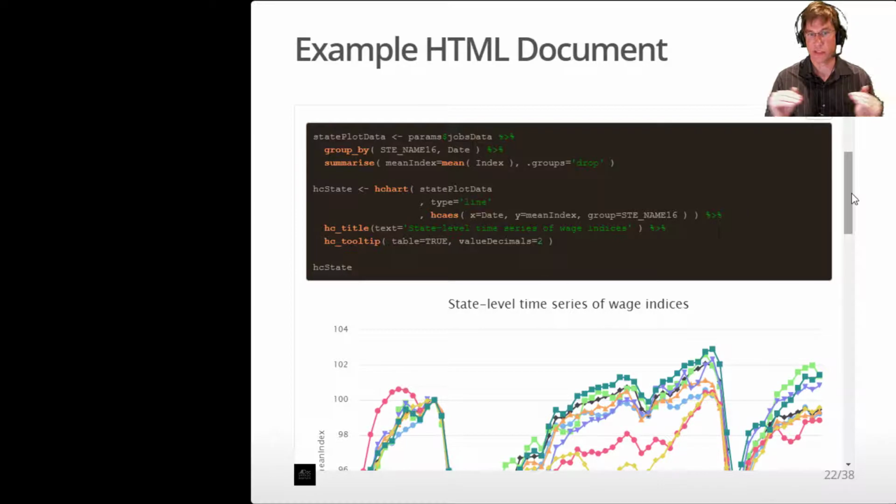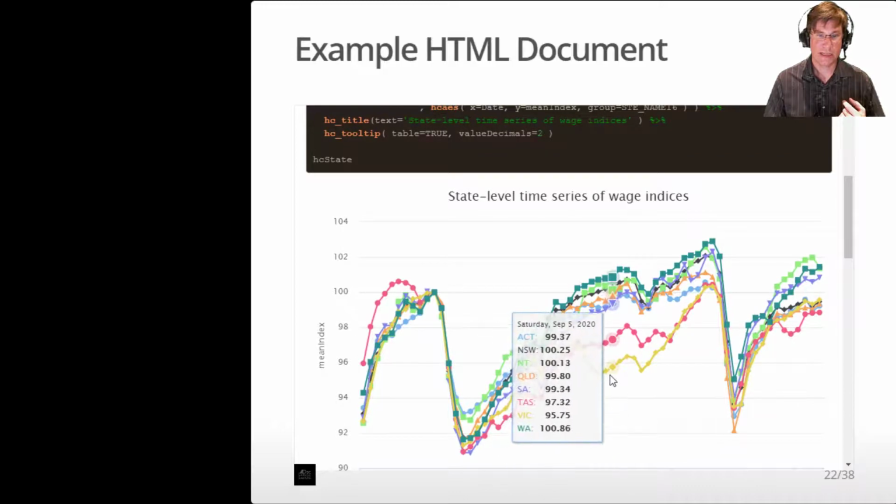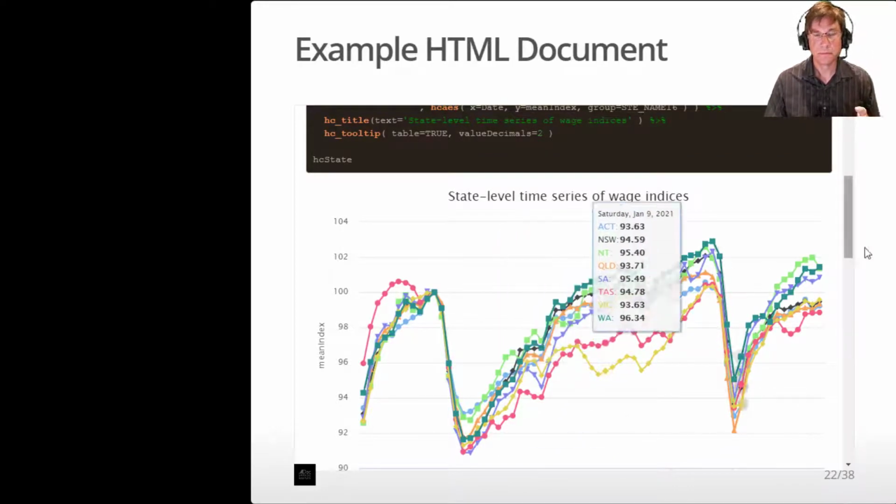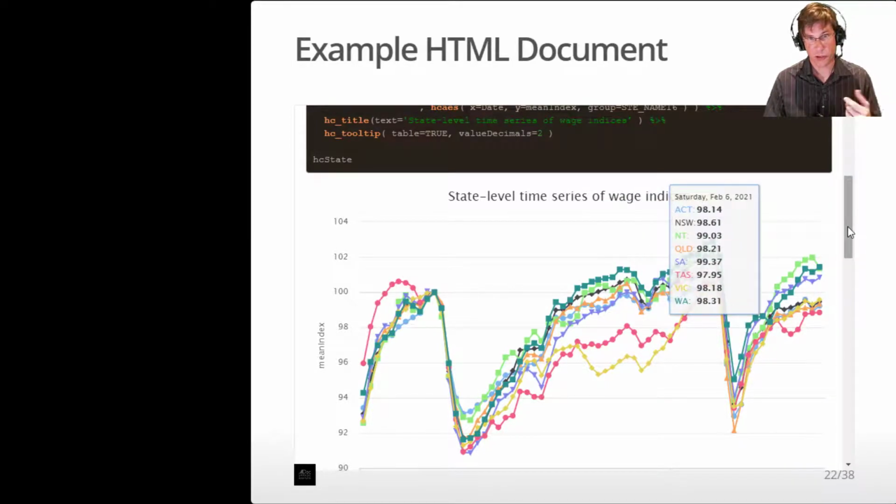And here I'm saying I want my x-coordinate to be the date. Remember, I grouped by date for my state plot data, y being the mean index, and then the group being the state name, so that every state is its own group. And then HighCharts is smart enough to say, well, then I'm going to coordinate it based on its color and shape. The title gives me the state level time series of wage indices. Note I'm using pipes between all of these commands. And then for the tooltip, I have it being a table. And all that means is if I mouse over any individual line, it shows me all of them, and 2 decimal places. And then calling HC state populates the chart.